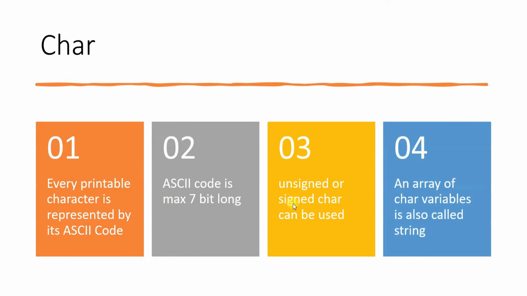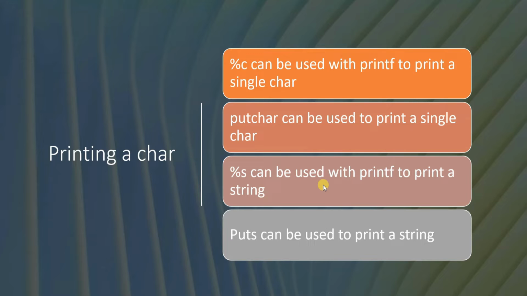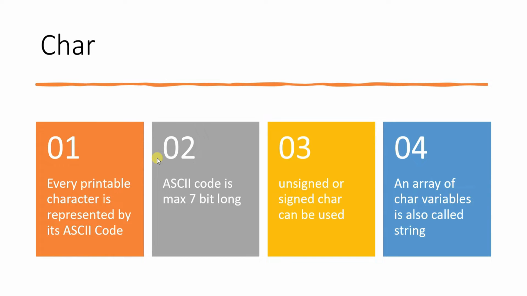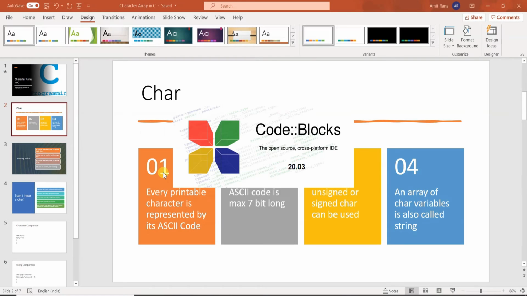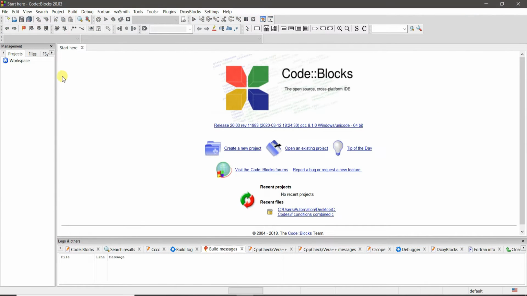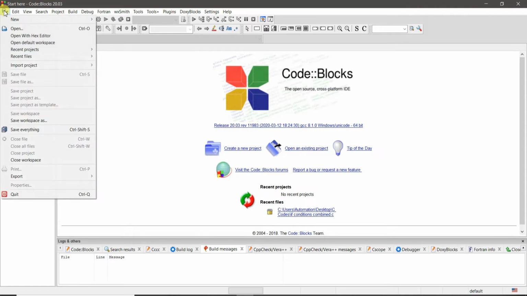So unsigned char or simply char can be used to store a character, and an array of these char variables is also called a string. Now let's see one by one. If I have to talk about a single character, then let's see this. You can take a single character from the user and print it using the printf directive %c. Now let's try it out.